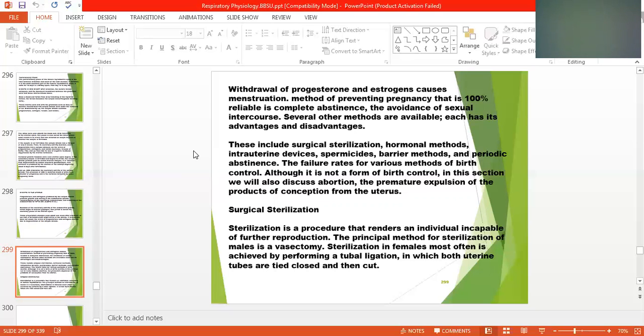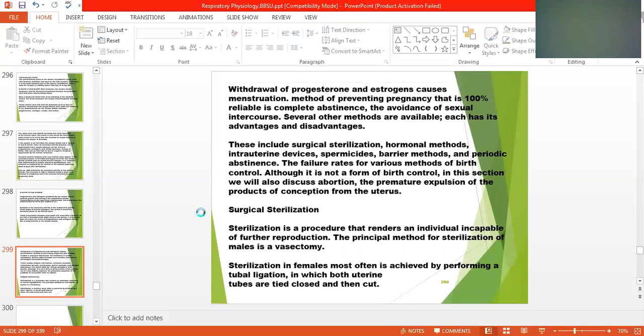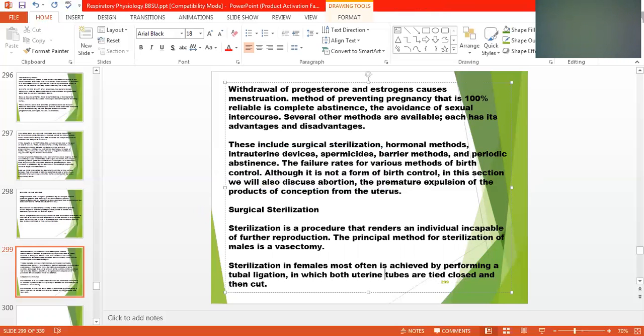Surgical sterilization is another method. Sterilization is a process that renders an individual incapable of further reproduction. The principal method of sterilization in males is vasectomy. Vasectomy means cutting the tubes which carry the sperm, or ligating them, meaning tying them down. Sterilization in females is most often achieved by ligation, in which both uterine tubes are tied closed and then cut.